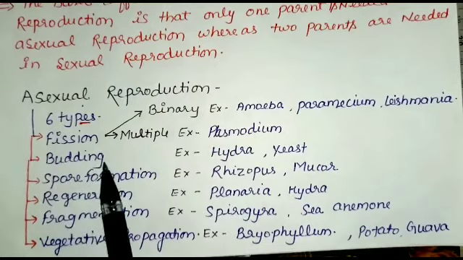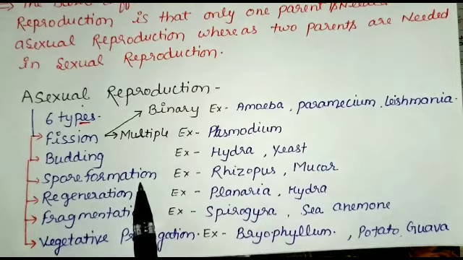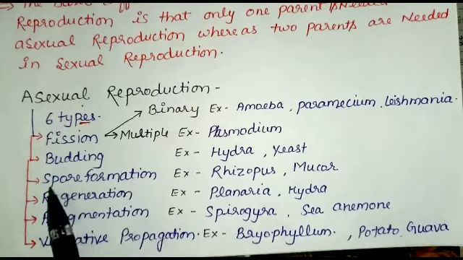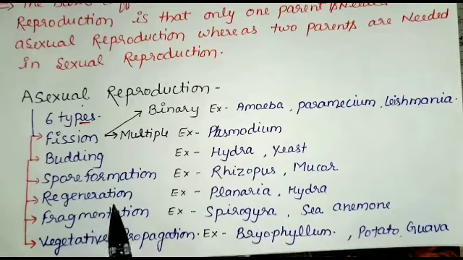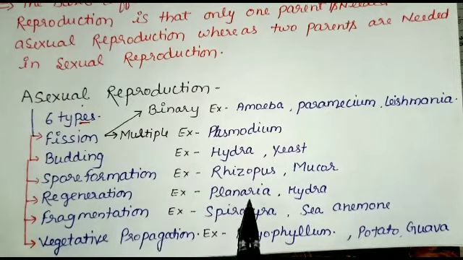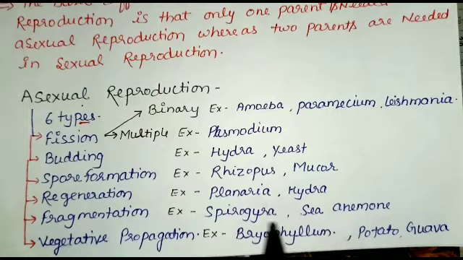Next, budding. In this process, a new organism is generated by the bud, for example hydra, yeast. In spore formation, the new organism is generated with the help of spores, for example rhizopus, mucor. In the regeneration method, the new organism is generated from parts of the parental body, for example planaria, hydra. In the fragmentation process, the new organism is generated by fragments that come from the parental body, for example spirogyra, sea anemone.